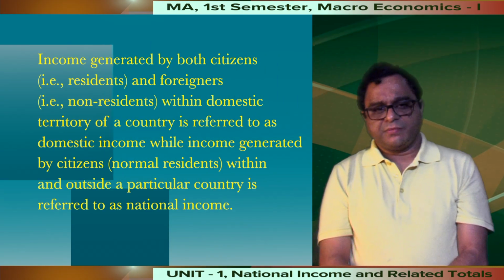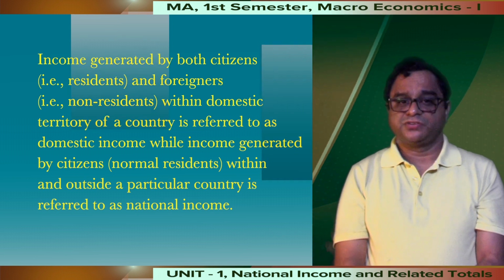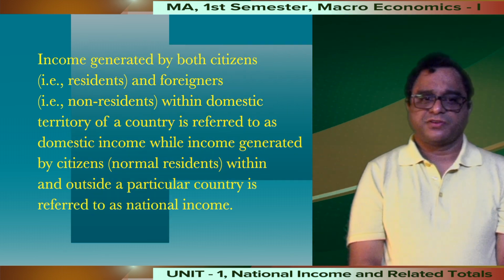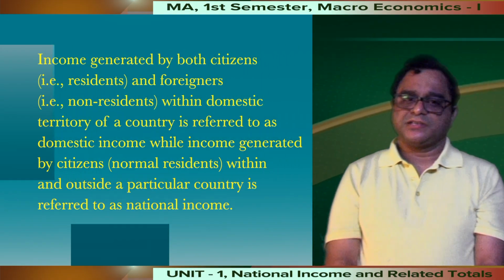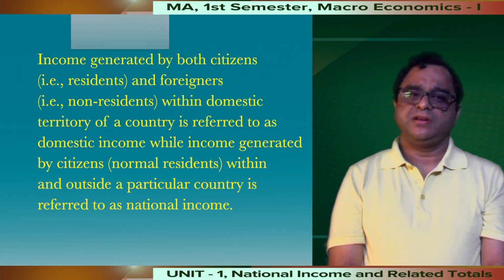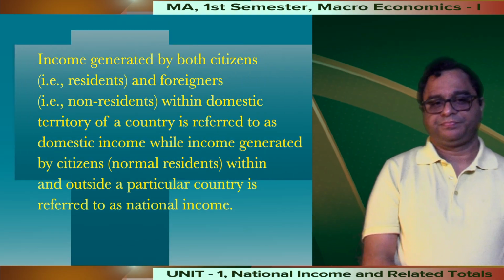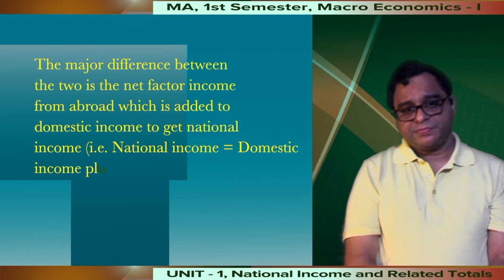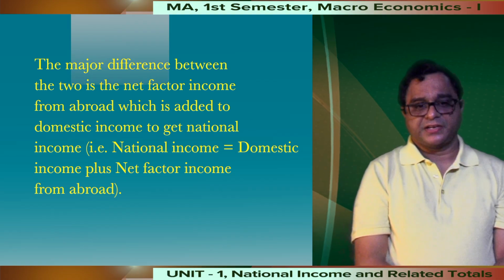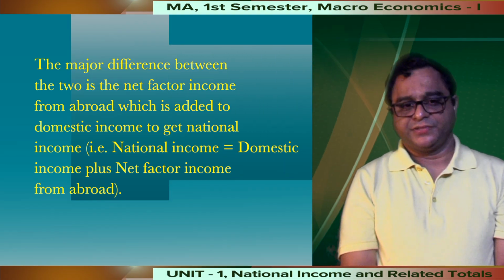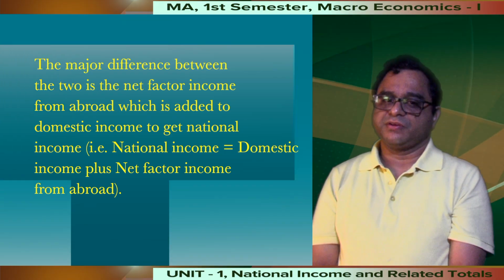Overall, income generated by both citizens, that is residents, and foreigners, that is non-residents, within domestic territory of a country is referred to as domestic income, while income generated by citizens, normal residents within and outside a particular country is referred to as national income. The major difference between the two is net factor income from abroad, which is added to domestic income to get national income. That is, national income is equal to domestic income plus net factor income from abroad.